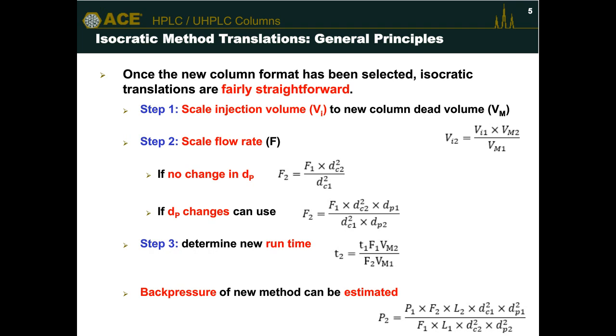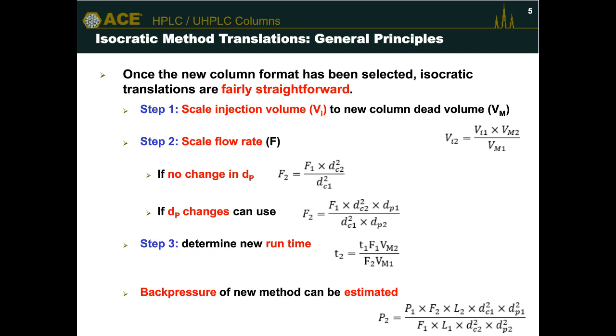So we can experimentally derive the column volume, or we can estimate column volume. And this is going to be dependent on whether you have a fully porous particle or a superficially porous particle column as well. So that will change the volume of the column. So we need to scale our injection volume if we're changing the column volume. And we also need to scale our flow rate. Now, this is related not only to the particle size change, but also the column ID change.